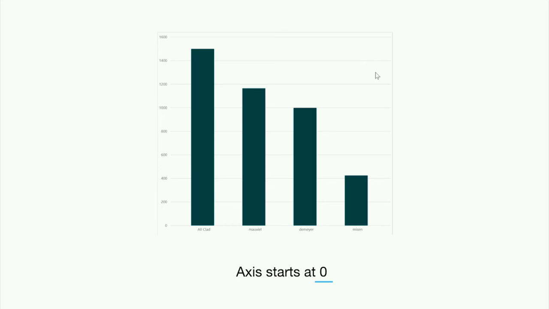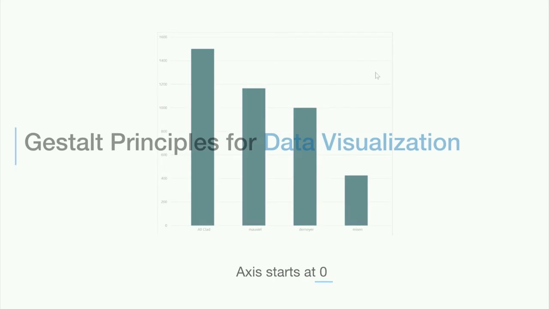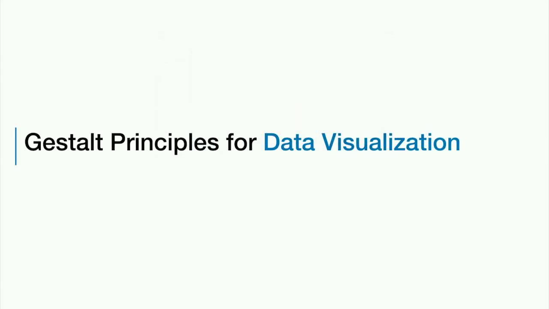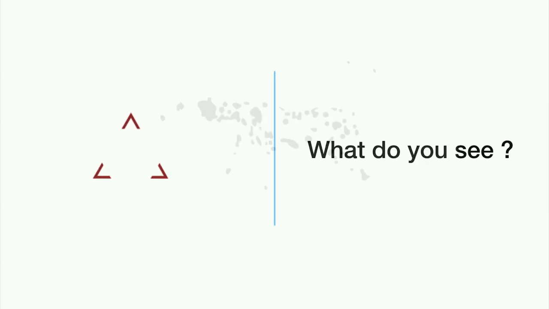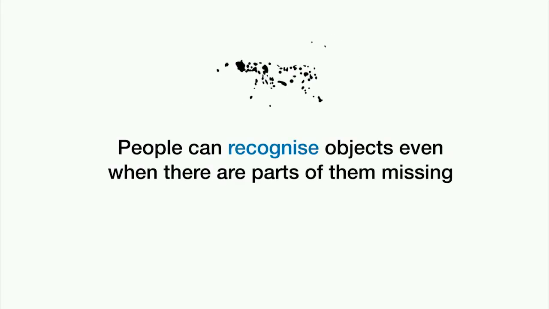So let's look at Gestalt's principles, and it will make sense what I'm talking about. How many of you have heard of Gestalt principles, if I said it right? Again, that's another thing I would totally recommend if you're into data visualization: go and look around the Gestalt's principles. What the Gestalt's principle is all about is, what can you see here? Come on. A triangle. Well, let me have one more. What can you see here? A dog. So people can recognize objects even when they're missing.